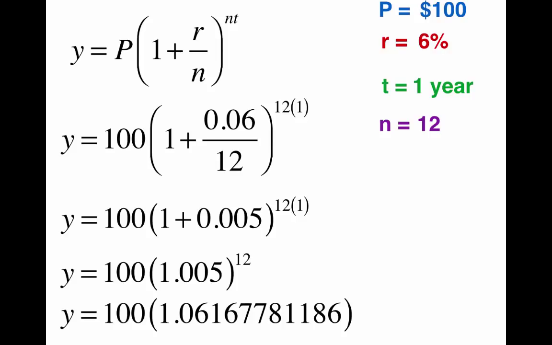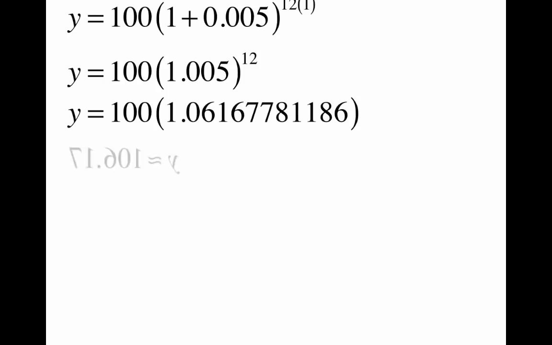I didn't even put the whole decimal in there. And we're going to multiply it by 100. I'm going to have to round a little bit. It's about 106.17. So this is your balance in your bank account after 1 year. You started with $100, but at the end of the year, you have $106.17 from that interest growing.